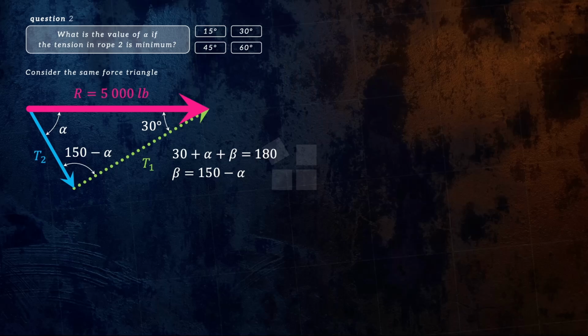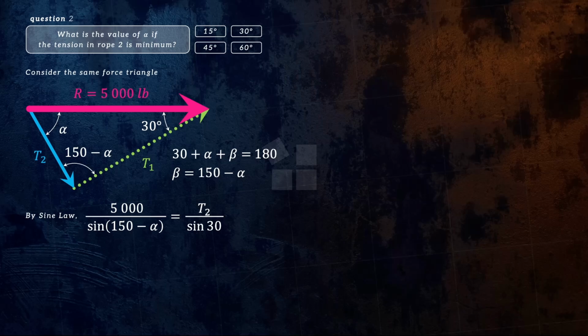At this point, we have an oblique triangle with values for its one side and one angle, but the other two angles are in terms of alpha. Therefore, we can use the sine law. If we choose the sides R and T2, by sine law, we will have R being 5,000 over the sine of the opposite angle, which is 150 minus alpha, equals T2 over the sine of the opposite angle, 30.